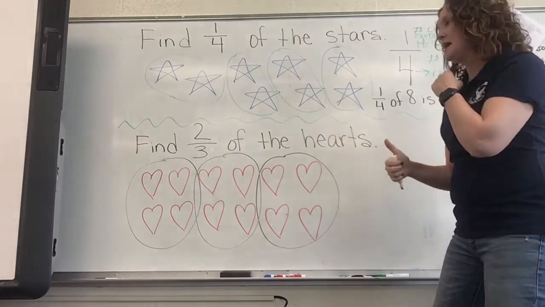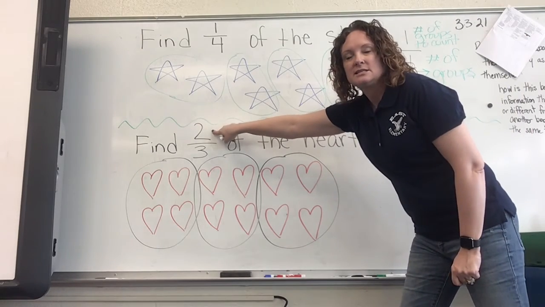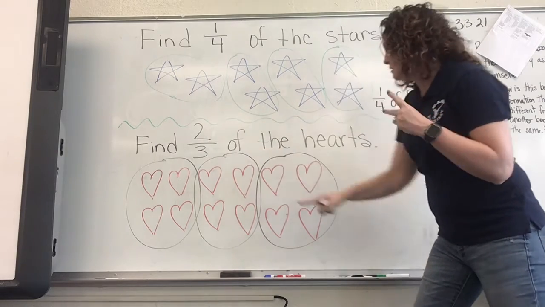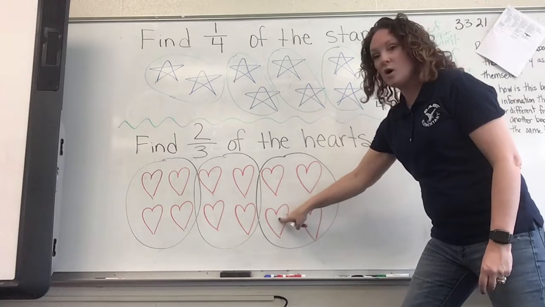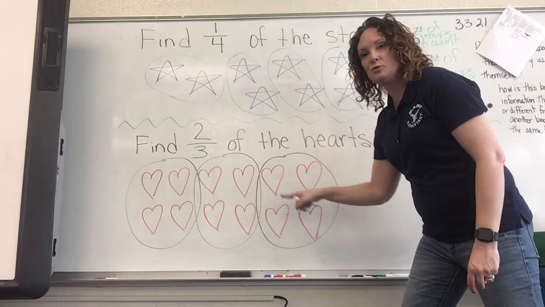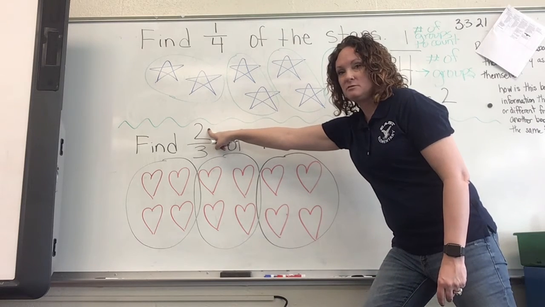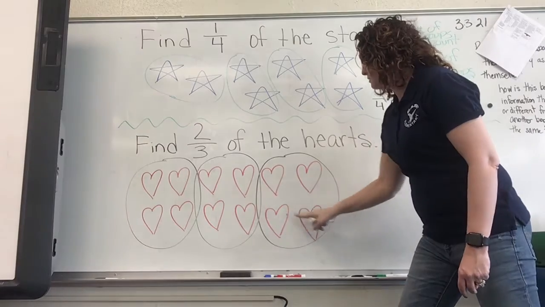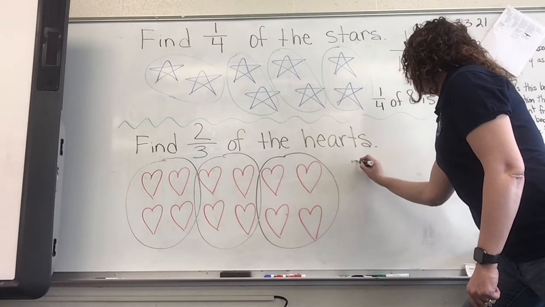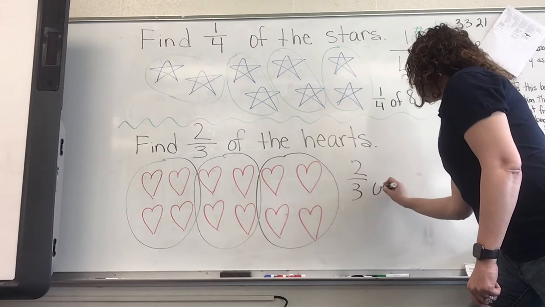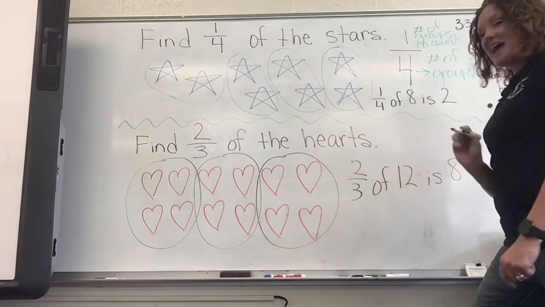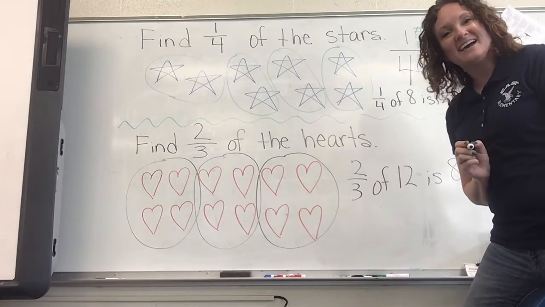Yes! Now, the numerator tells me I need to count the objects in 2 groups. So, 1, 2, 3, 4, 5, 6, 7, 8. Because I counted 2 groups, right? Count objects in 2 groups. 1, 2, 3, 4, 5, 6, 7, 8. So, 2/3 of 12 is 8. Yay.